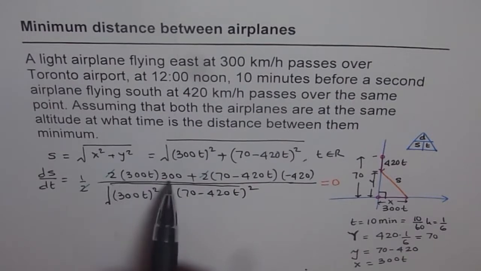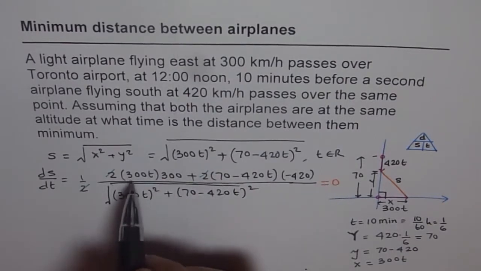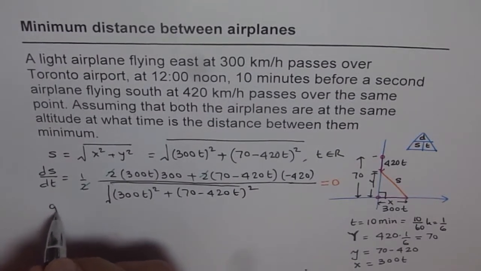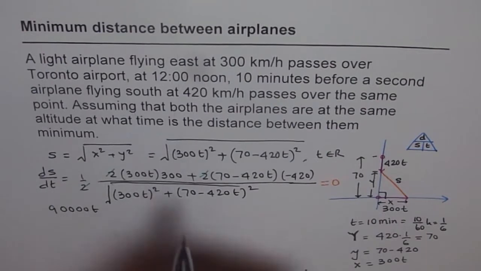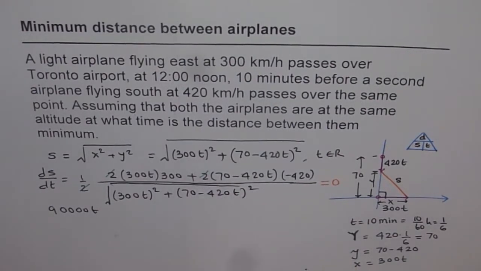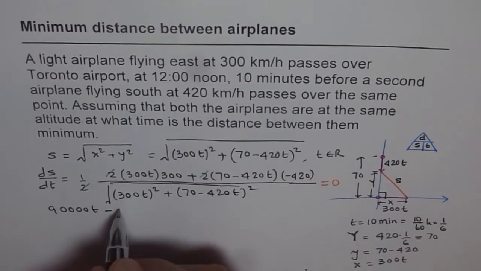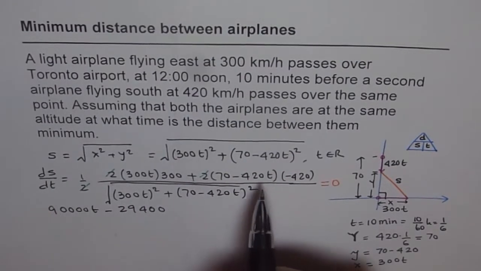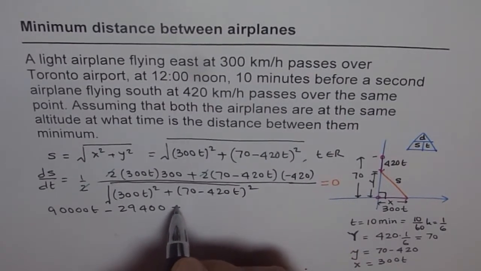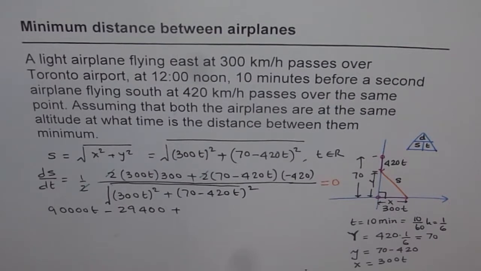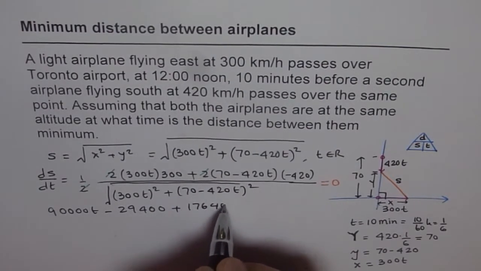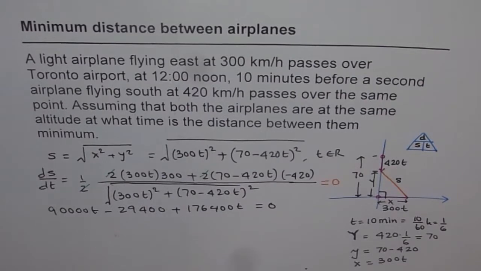So the numerator, we multiply this and equate to 0. So 300 times 300 is 3 times 3 is 9 with 4 zeros. So we get 90,000t. And here 420 times 70. Let's use the calculator. 420 times 70 equals 29,400. When you multiply this, you get a negative sign. So we get minus 29,400. Now 420 square with positive sign and t. So plus 420 square, which equals 176,400t. That should be equal to 0, right? That is what we get.